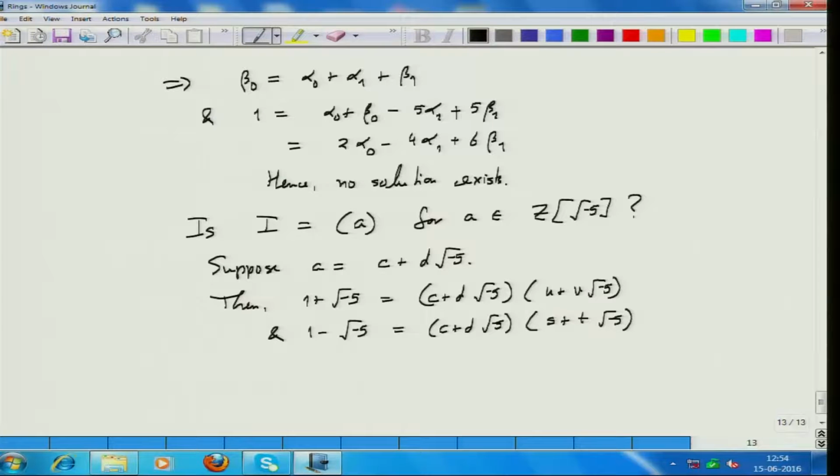Both 1 plus square root of minus 5 and 1 minus square root of minus 5 are multiples of C plus D square root of minus 5. Correct? Now let's see what is the best way of arguing this. If we take the norms, the norm on this side would be 6. So the norm of this must divide 6. And since this is 6, the norm of these two are the same. So let's just see what are the divisors of it, okay?